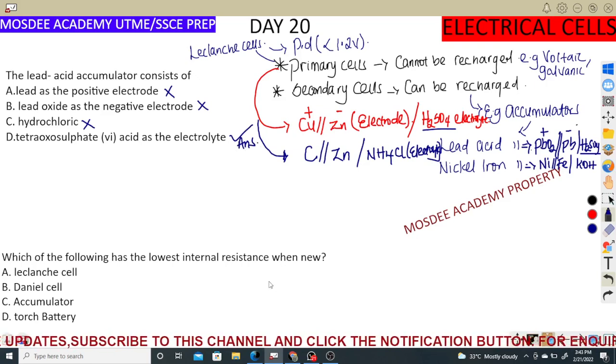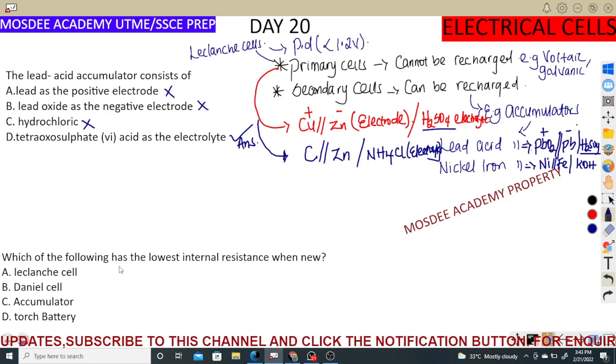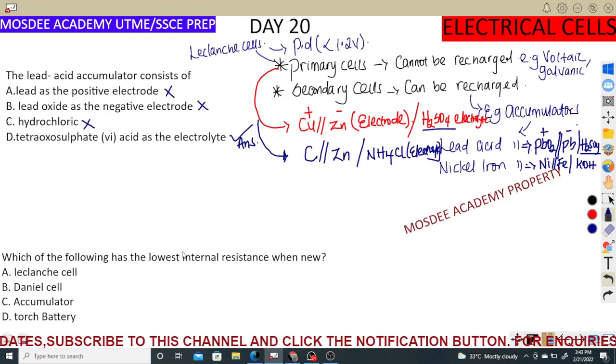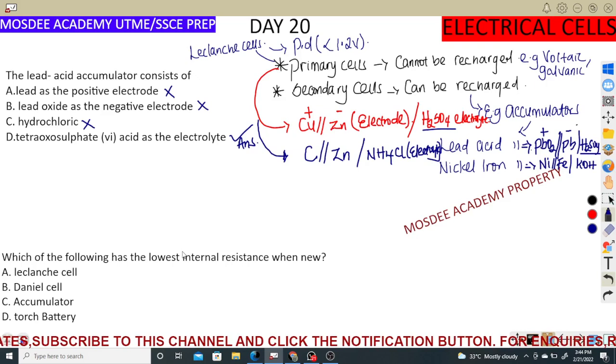The next question. Which of the following has the lowest internal resistance? Now, let us define that because we are in cells. Before we go to electricity tomorrow, by the grace of God, electricity is tomorrow, then you are going to answer up to 20 to 25 questions because it's wide. Now, which of the following has the lowest internal resistance?